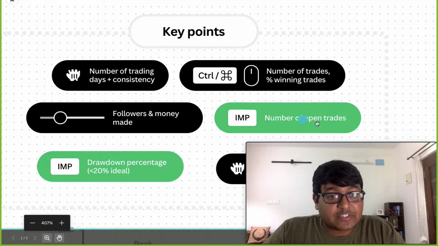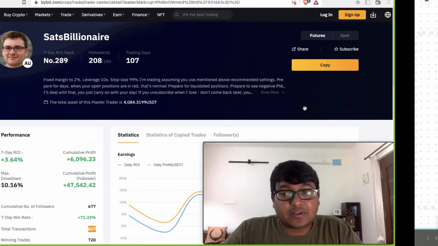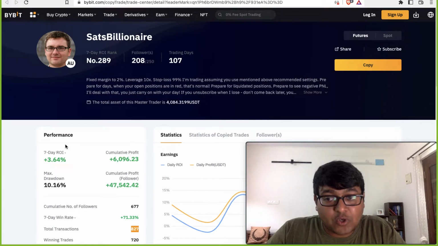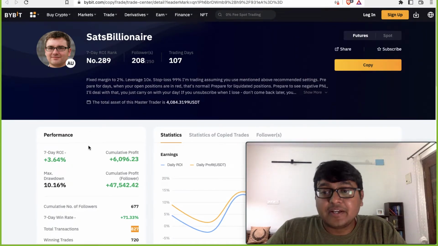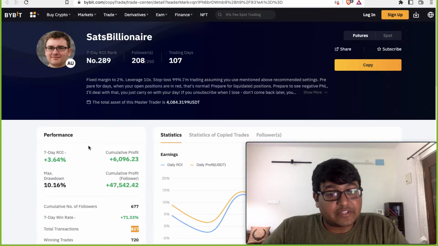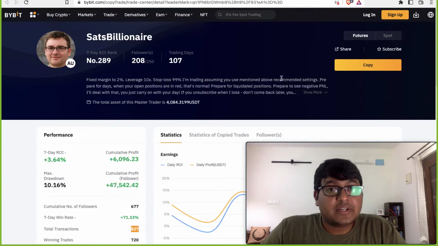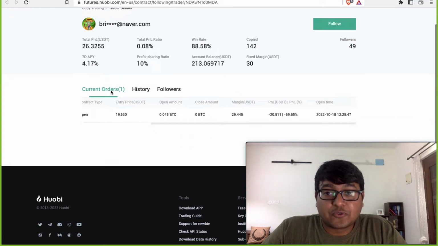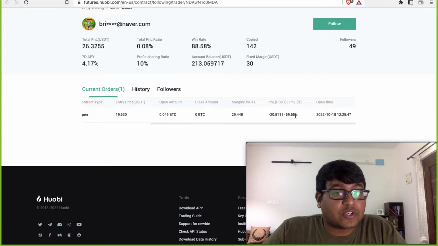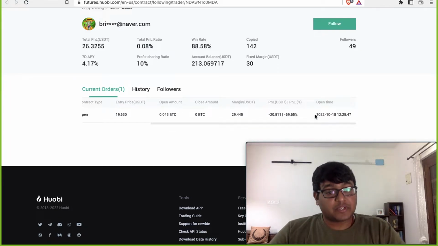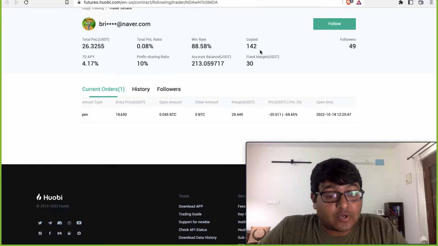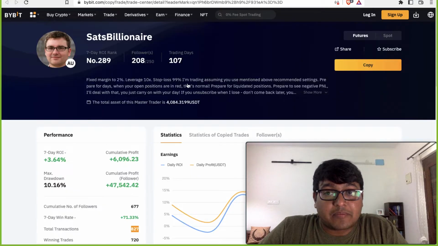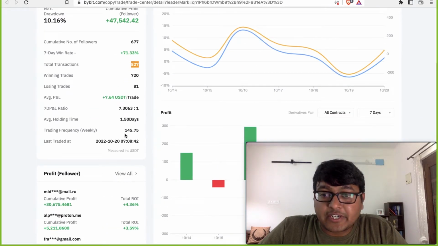The next particular factor is number of open trades. Now, a lot of traders want to keep this ROI number very high. And hence, what they tend to do is, if they know that a particular trade that they have taken is bad, they keep the position open. One way to look at it, if you go to a platform like Huobi, it shows you what the current orders are, and you can see when the order was actually placed and when it was opened, and how long it has been.